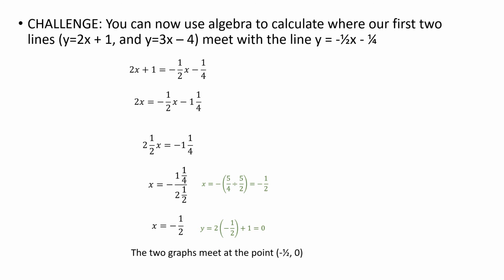So the first two graphs meet. y equals 2x plus 1 meets with the line y equals minus a half x minus a quarter at the point minus a half, 0. Did you get that one? And can you do the second equation on your own?